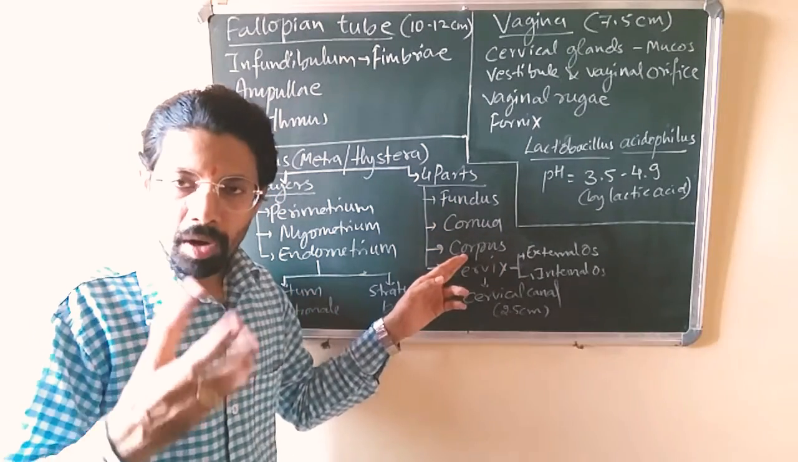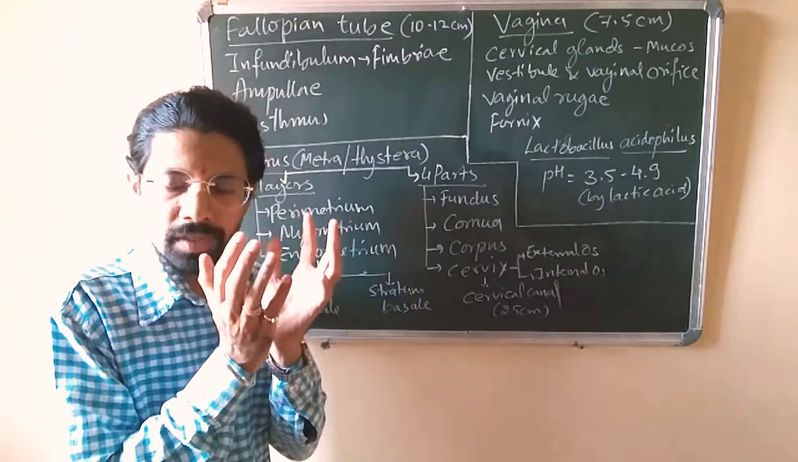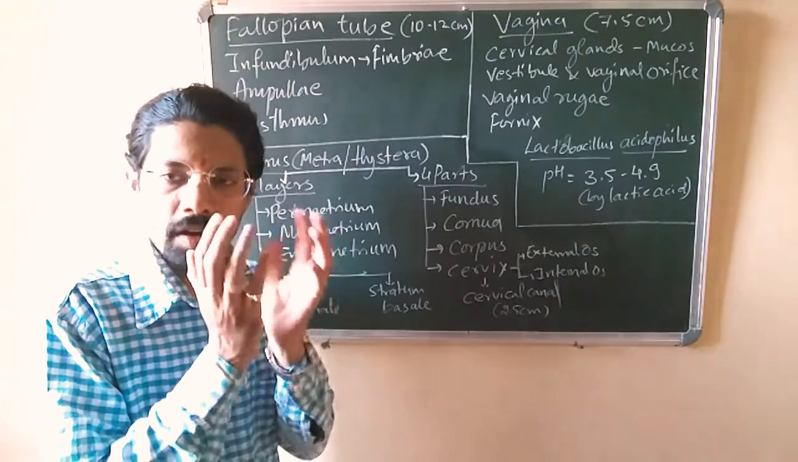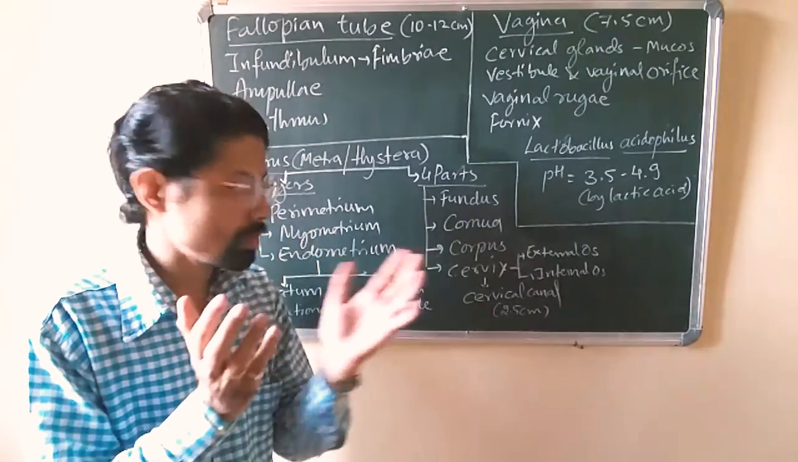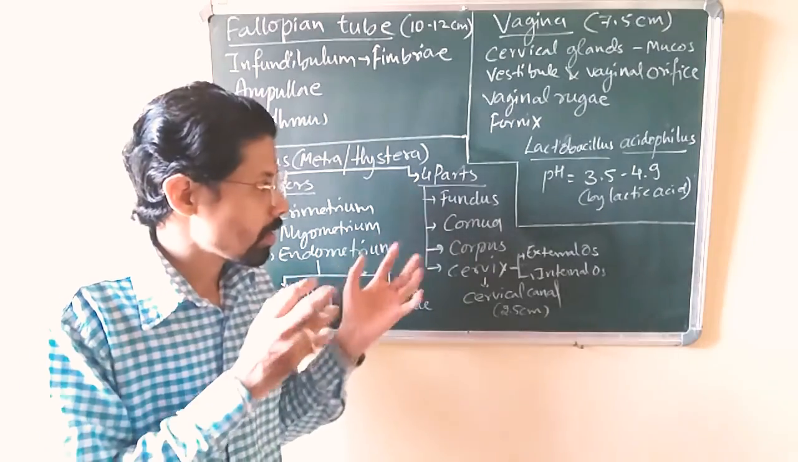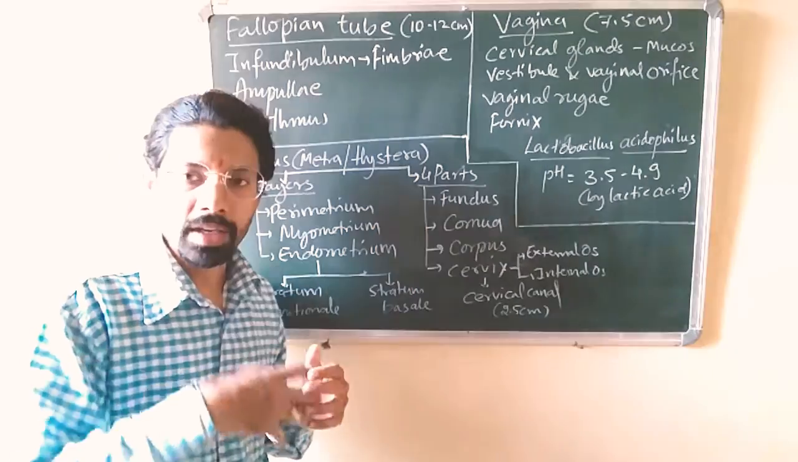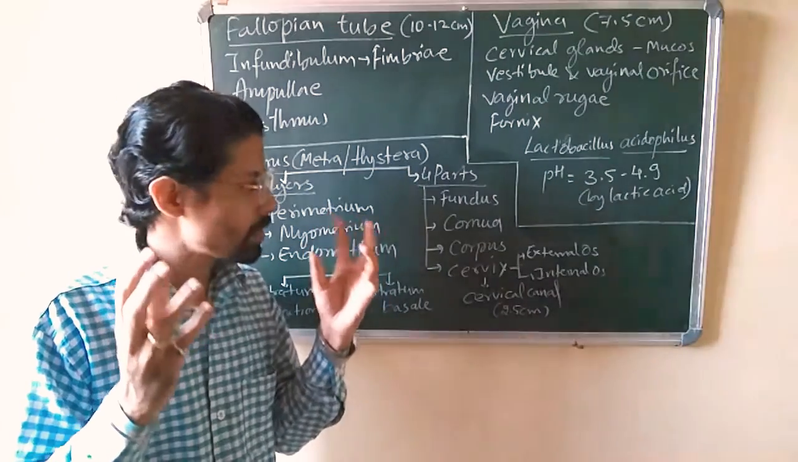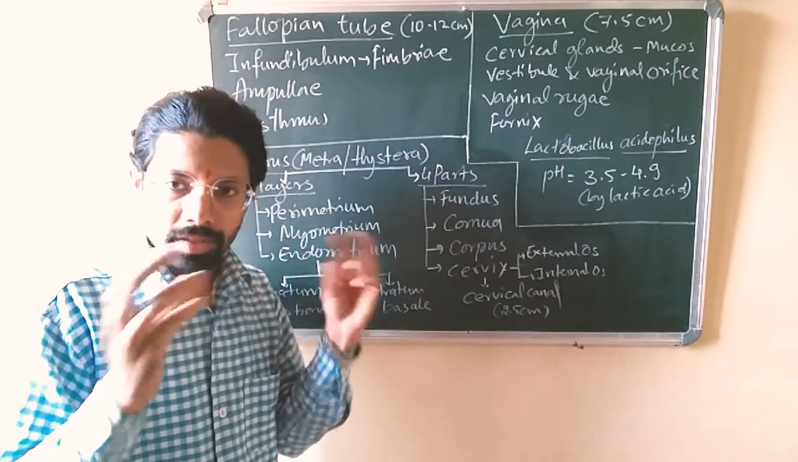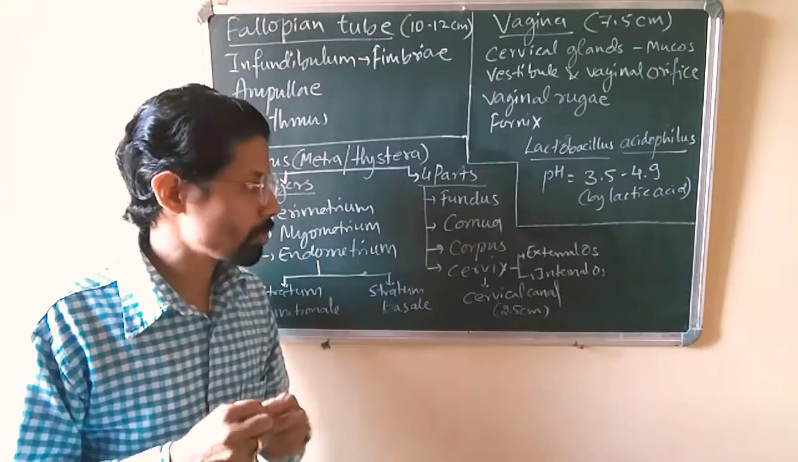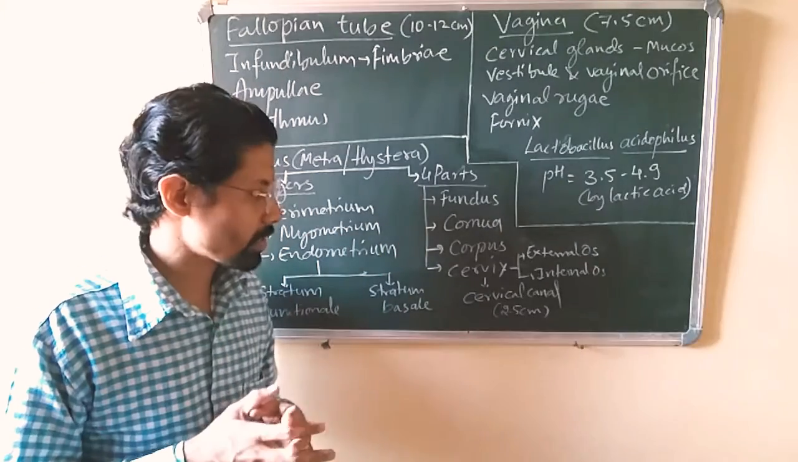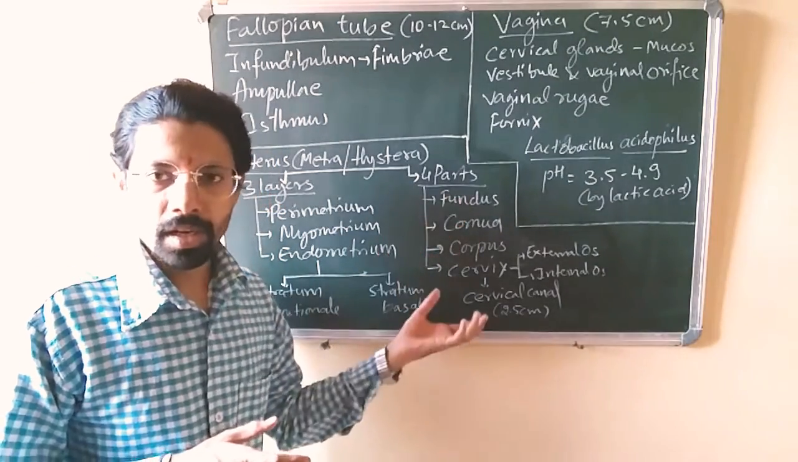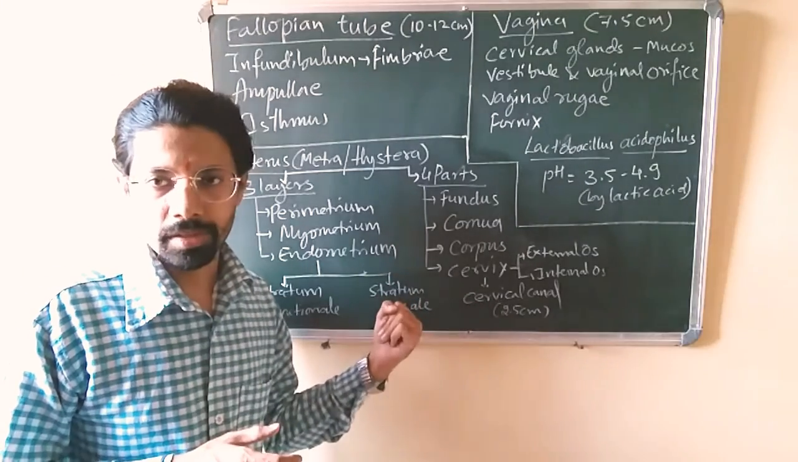Corpus is the body part. The major important part of the uterus is called the body, or the corpus. Then cornua and fundus are the upper and the side parts. The upper part is the fundus, and the side part which connects the fallopian tube is the cornua. That is the structure of the internal four parts of the uterus.